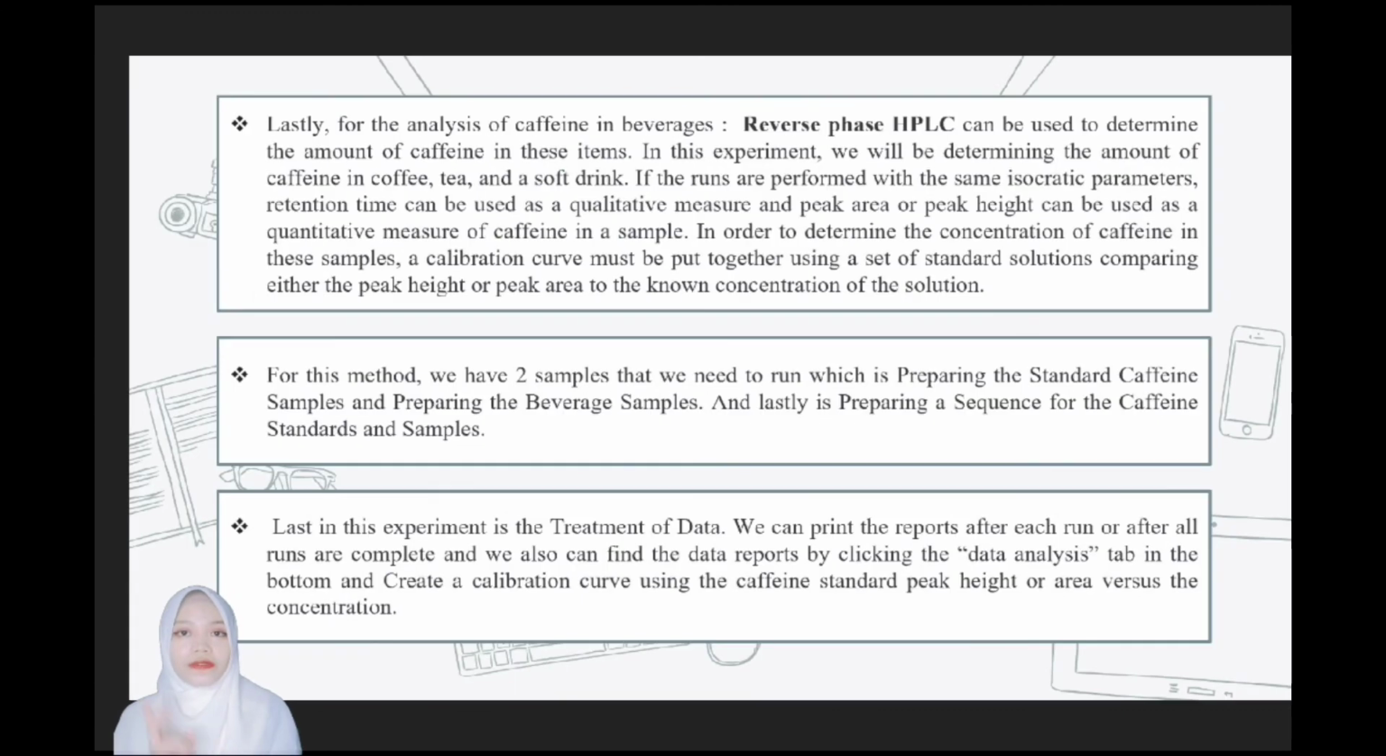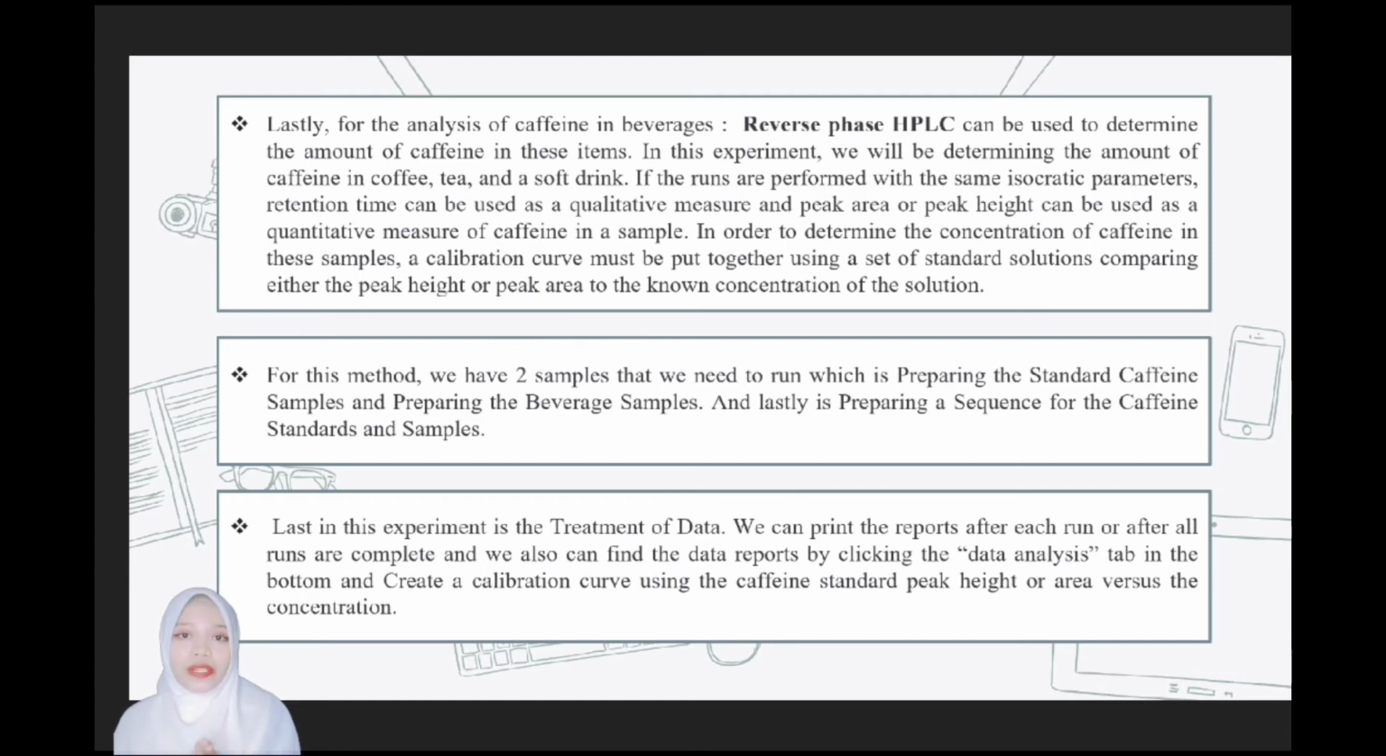So for this method, we have 2 samples that we need to run, which is preparing the standard caffeine samples and preparing the beverage samples. And lastly is preparing a sequence for the caffeine standards and samples. Last in this experiment is the treatment of data.